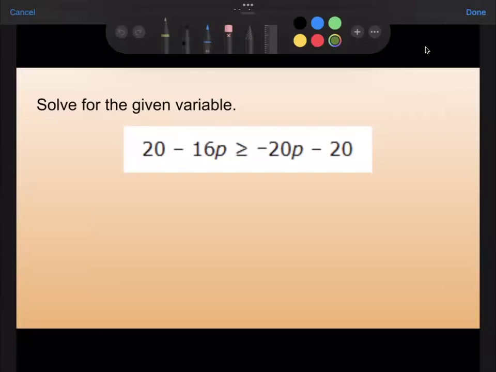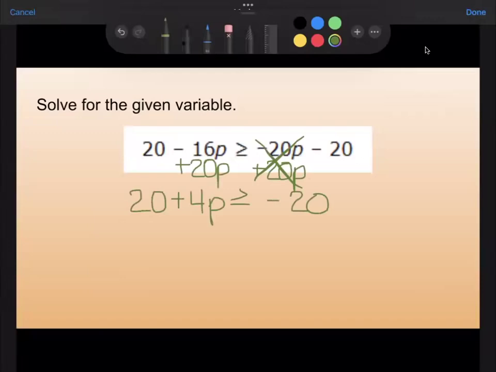So what I'm going to do first is move this negative 20p over to this side of the inequality. The way I would do that is to do the opposite. The opposite of negative 20 is to add 20p to both sides. So I'm going to add it here and here. That will cancel those out. I'll still have 20 over here, but negative 16 plus 20 is 4. And since that's a positive 4p, I'll put a plus in between. So I'm still using the symbol here. And then I have minus 20 or negative 20 on this side.